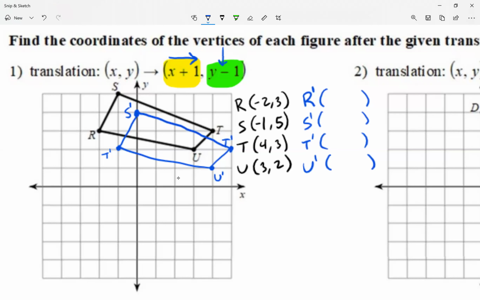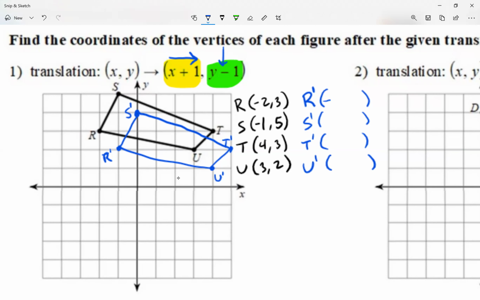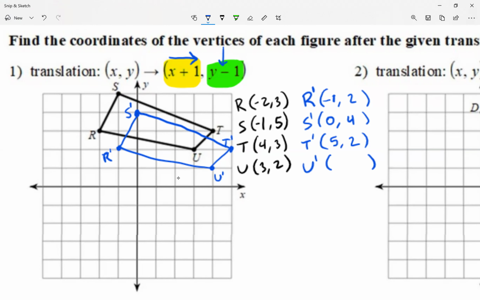Okay, so the new coordinates, the R prime. The coordinates of R prime are negative 1, positive 2. The coordinates of S prime are 0, 4. The coordinates of T prime are 5, 2. And the coordinates of U prime are 4, 1. Okay, that's going to be my answer. I'm going to be asking for the coordinates.